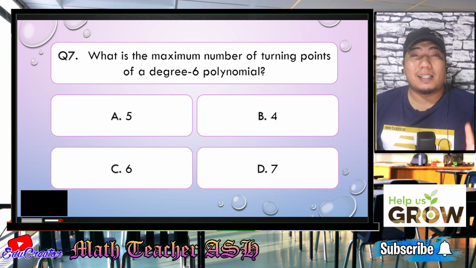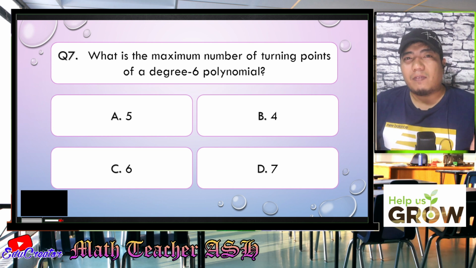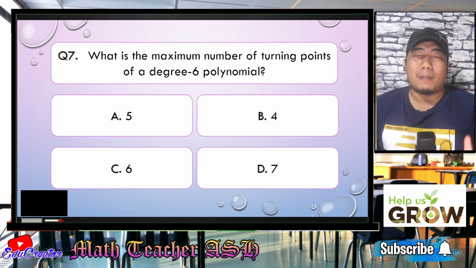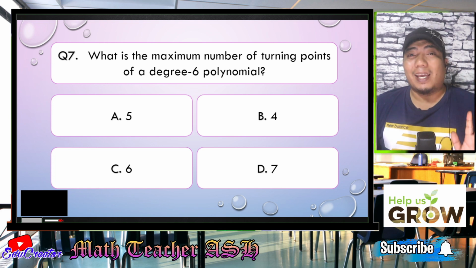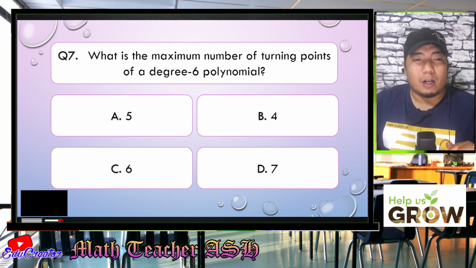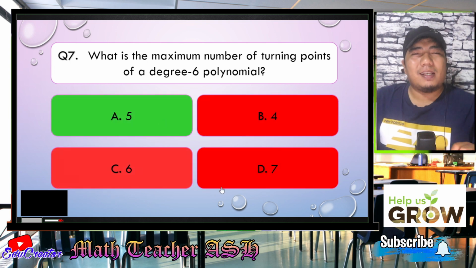Alright, math learners, this is another simple question. Why? Because knowing the maximum number of turning points of a given polynomial, what you need to do is just consider the degree, then subtract it by 1, because the formula for knowing the maximum number of turning points is n minus 1. So therefore, that is 6 minus 1. The correct answer is letter A. Easy, right? Very easy, my dear math learners.